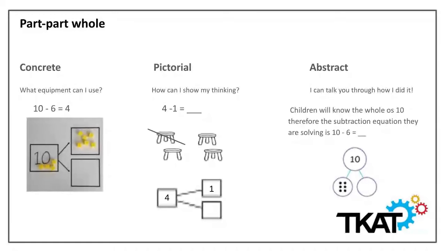Children will recognise and understand the calculation they need to solve to complete a part-part-whole model. In the abstract example, 10 is written as the whole and 6 is one of the parts. As the whole is given, children know they need to subtract 6 from 10 to work out the missing part.